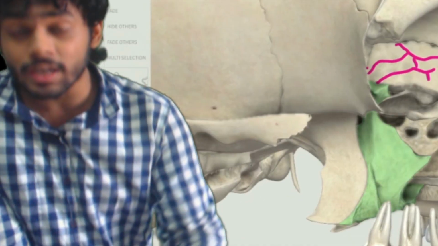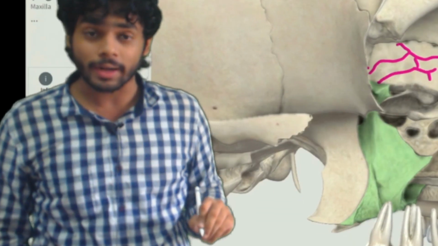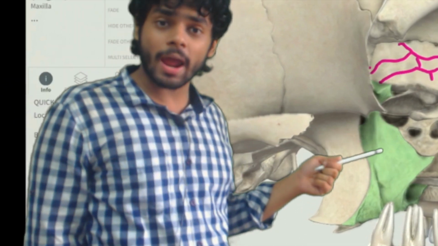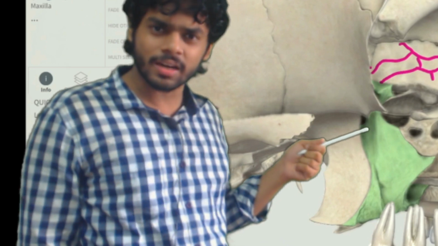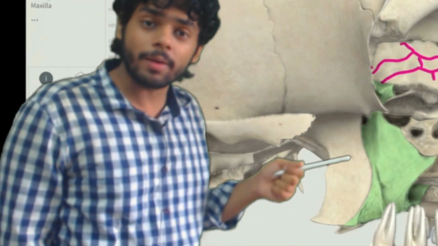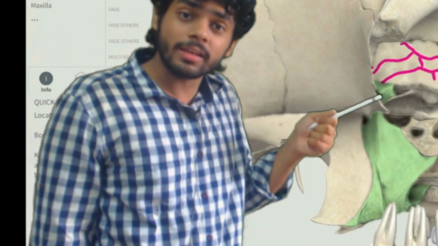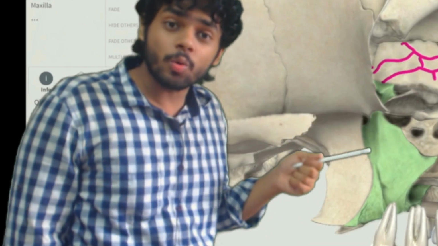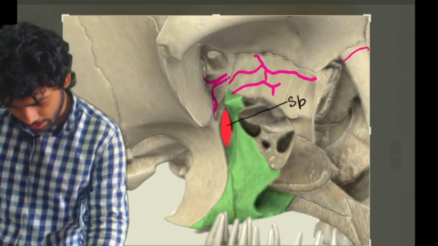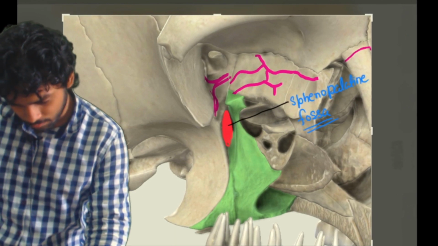Here we have removed the maxilla part. Can you see the palatine bone here? This is the palatine bone. And can you see the depression here? This is the sphenoid bone and this is the palatine bone, and here this depression is known as the sphenopalatine fossa. Am I clear? This region is known as the sphenopalatine fossa.